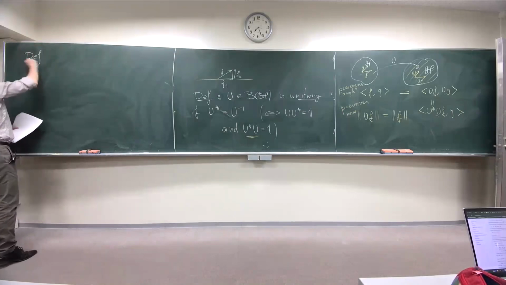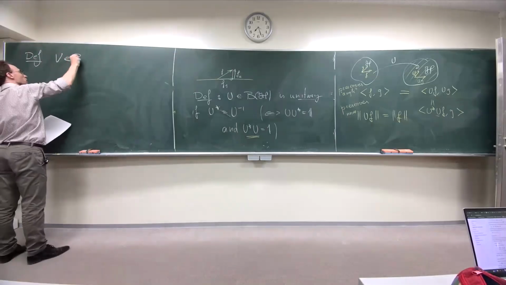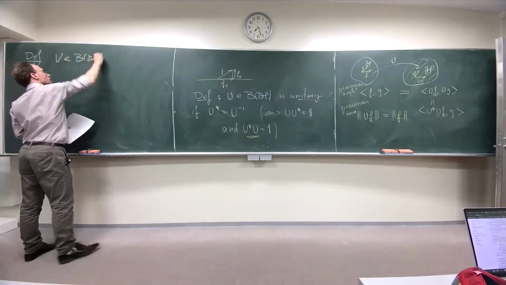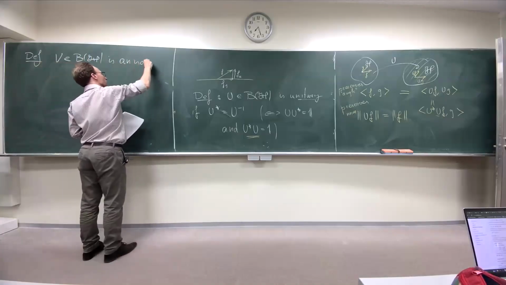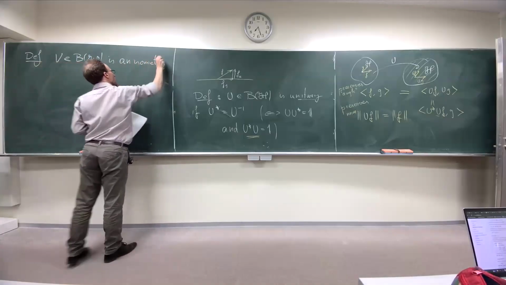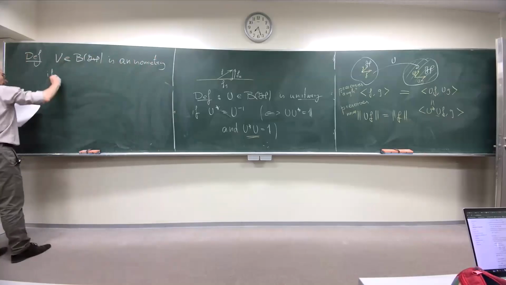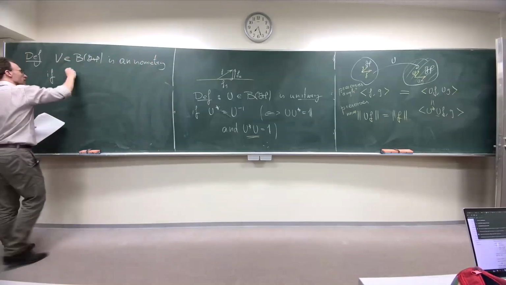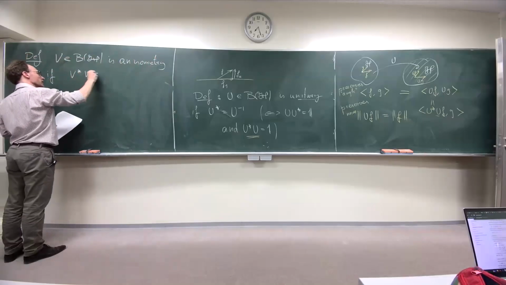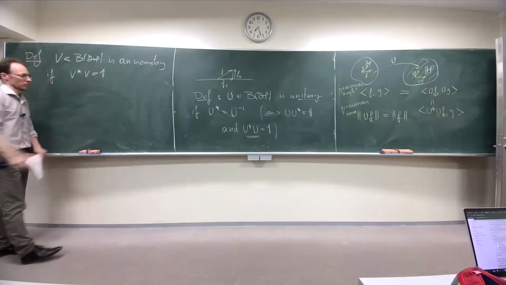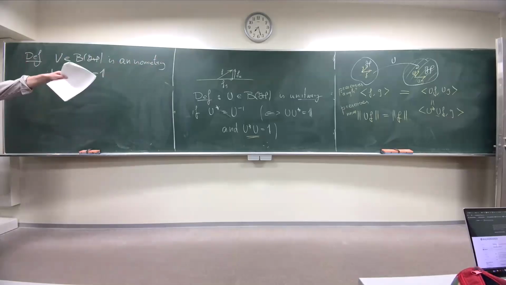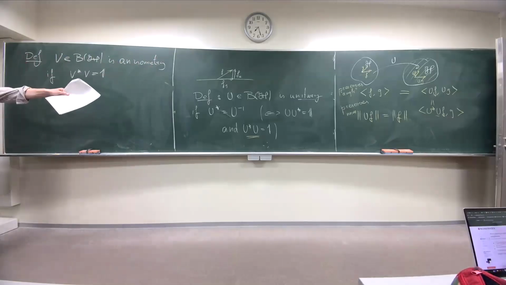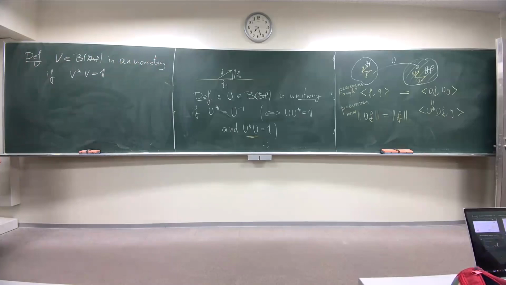Definition: V belonging to B of H is an isometry if V star V is 1. Oh, it's very close. Before I had written U star U is 1, but I had written also a second condition. Now I impose only 1.